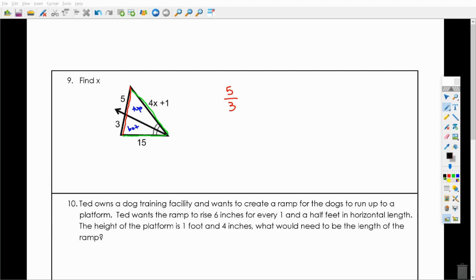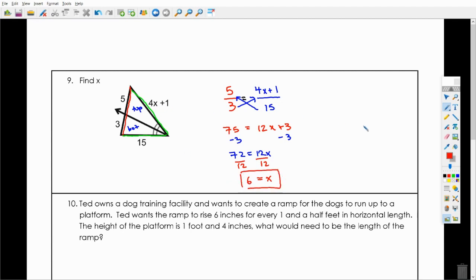So how is this going to work? 5 over 3 is equal to 4x plus 1 over 15. And again, cross multiply. So the setup is the main important thing. Cross multiplying is the step after. So you get 75 equals 12x plus 3, minus 3 from both sides. 72 equals 12x, and then divide by 12. So x is going to be 6 there.